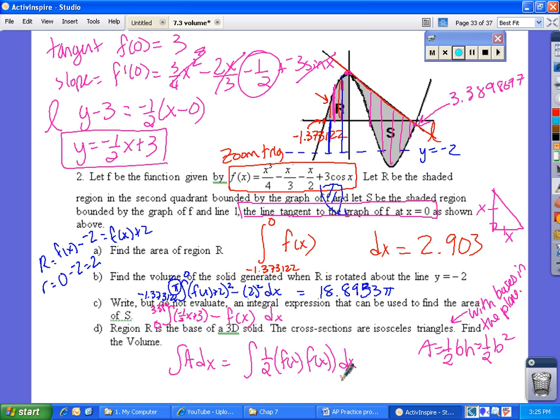So when I put that in my calculator, I'm going to use the same bounds I did before when I talked about region R, which was from negative 3.73122 to 0. Basically, this is the function squared, so I just put in the function and then squared it. I get 3.641472278. And that's your answer.